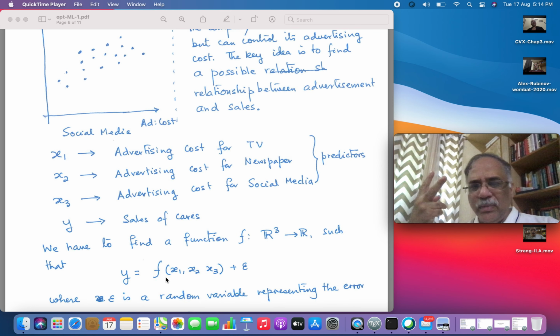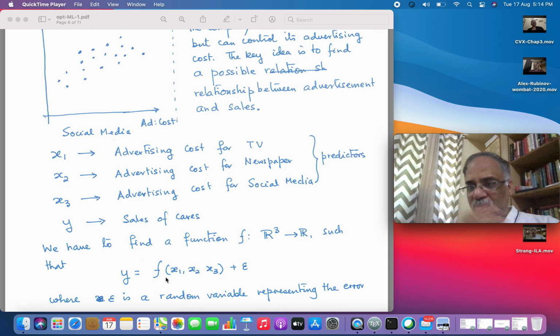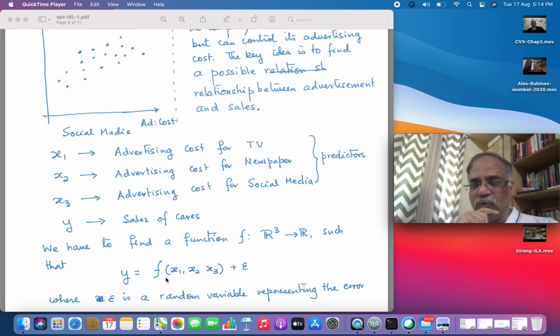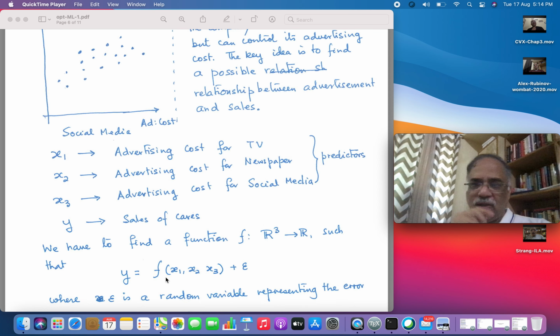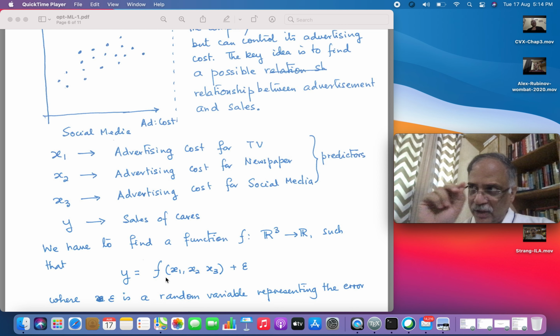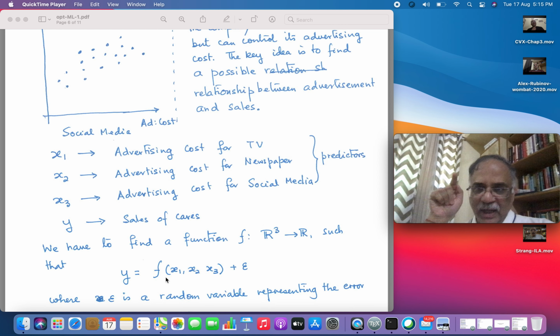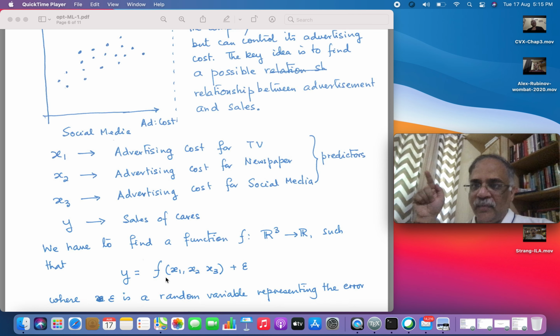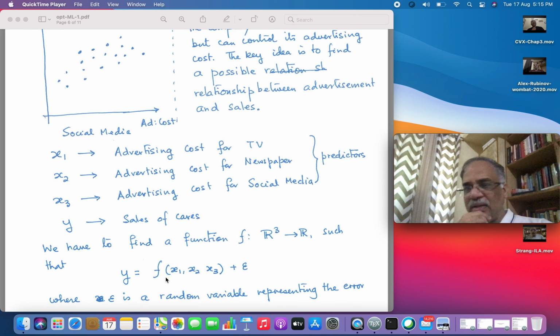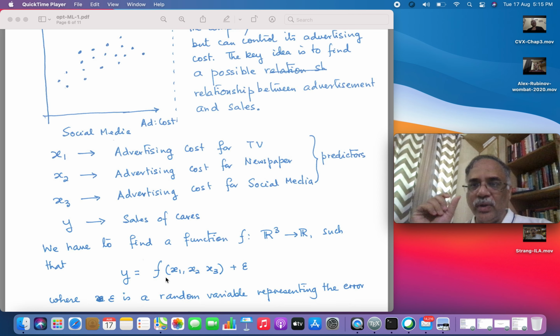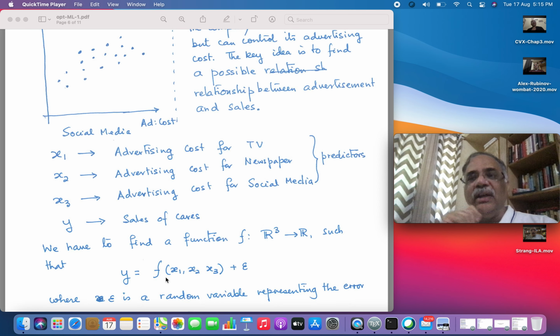Of course, it may not exactly match the sales value for any x1, x2, x3 that you choose. Suppose you actually have seen x1, x2, x3 and you have seen what is the actual cost. You construct a function f, you put in the value, okay, advertisement cost in newspaper is this, TV is this, social media is this, and you get some value. But when the actual sales occur, you can know what it is, there may not exactly match.